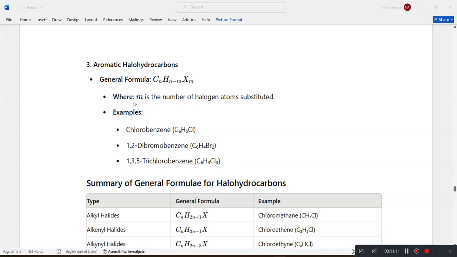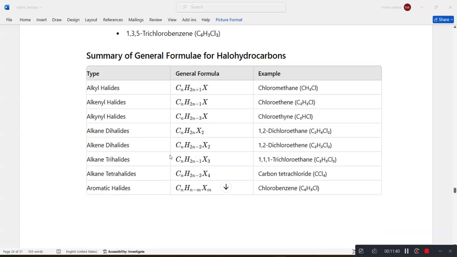So you have also the aromatic halohydrocarbons, and these are the ring halohydrocarbons. So one of them is chlorobenzene, 1,2-dibromobenzene. So for example, where the halogen atom reacts with benzene, you result in compounds like 1,3,5-trichlorobenzene. So here, this is the general formula for all the halohydrocarbons.